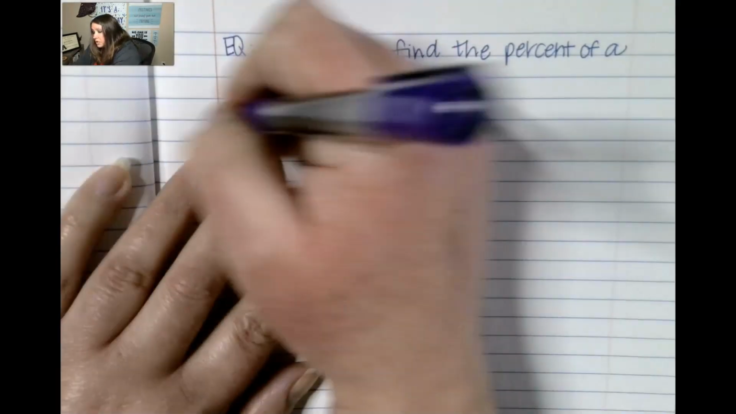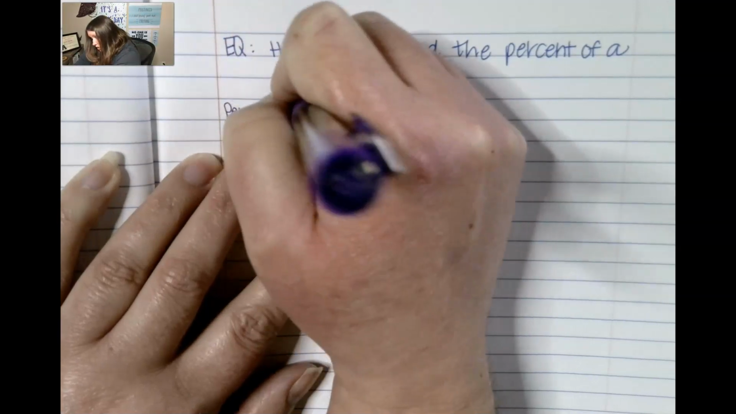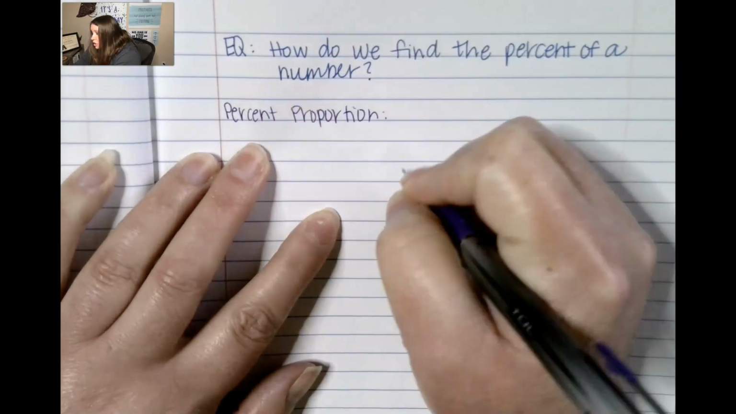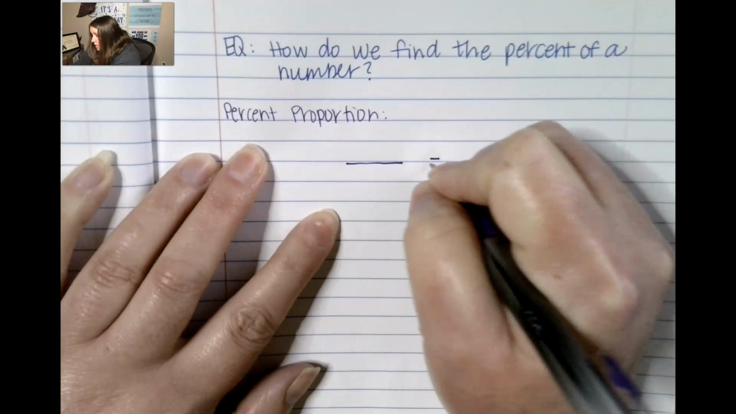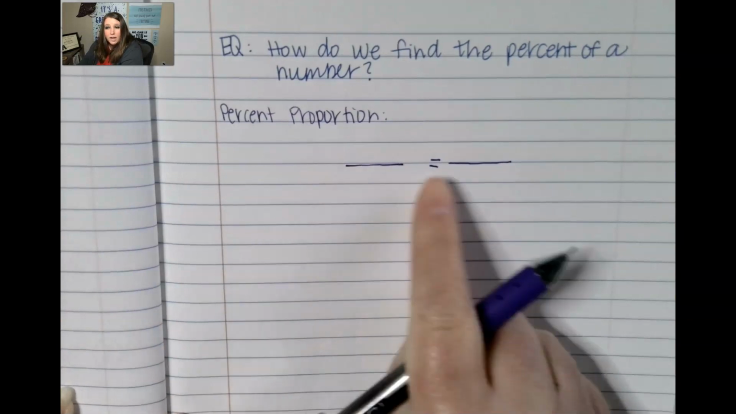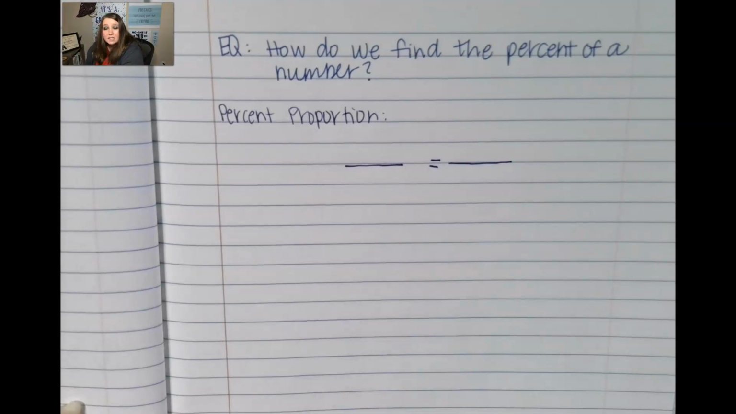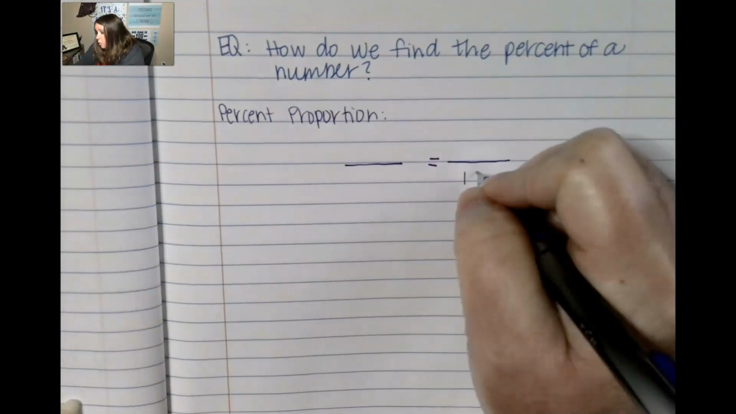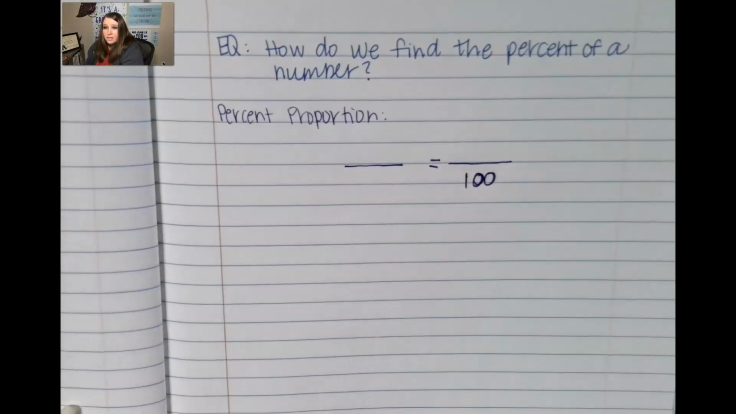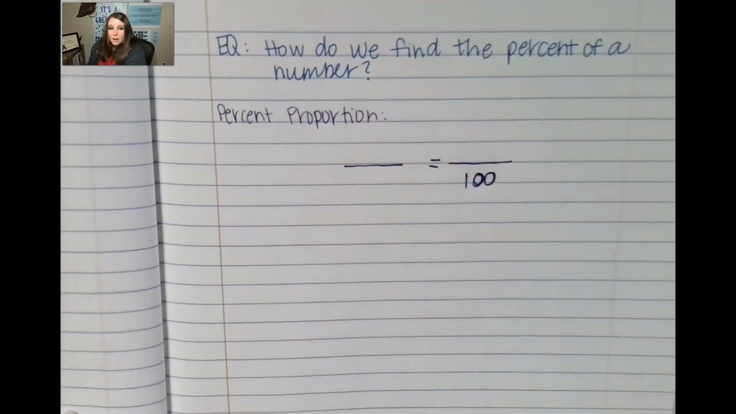Okay, so the first thing we're going to do is set up a percent proportion. And a percent proportion is just 2 fractions that are set equal to each other. Here's one fraction, here's one fraction. We know that percents are always out of the number 100. So the number 100 is going to go on the bottom right there, which means that on the top, I am going to be putting a percentage.